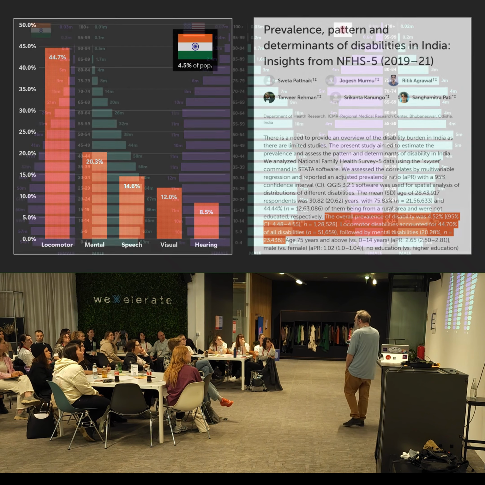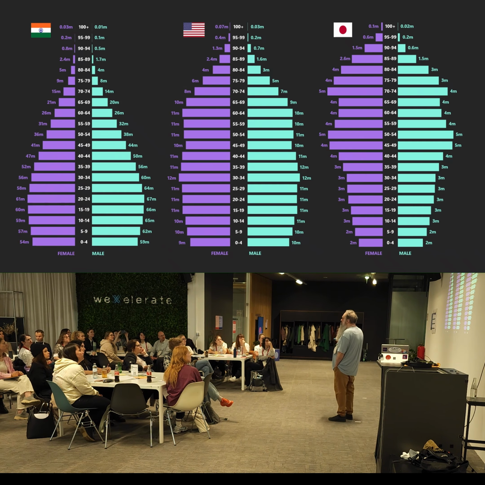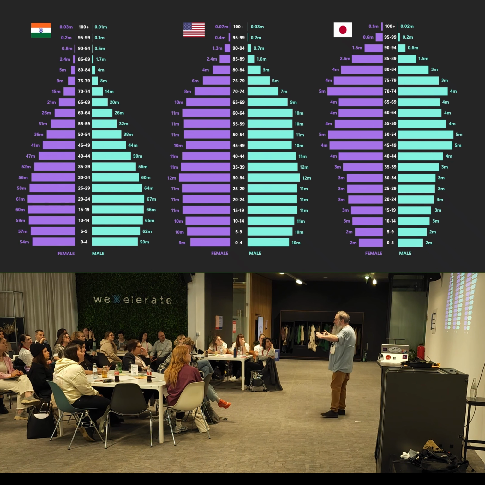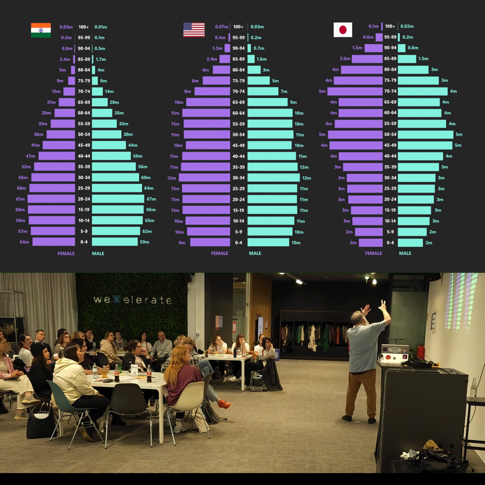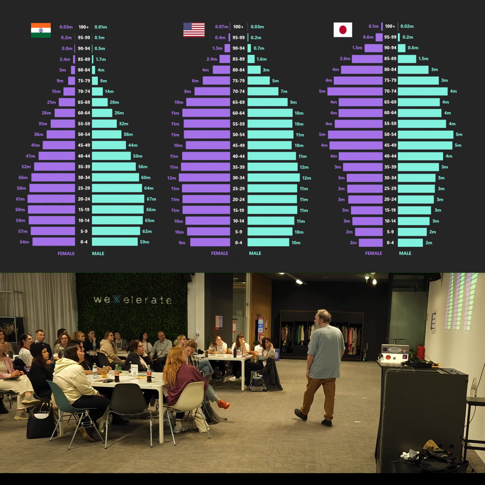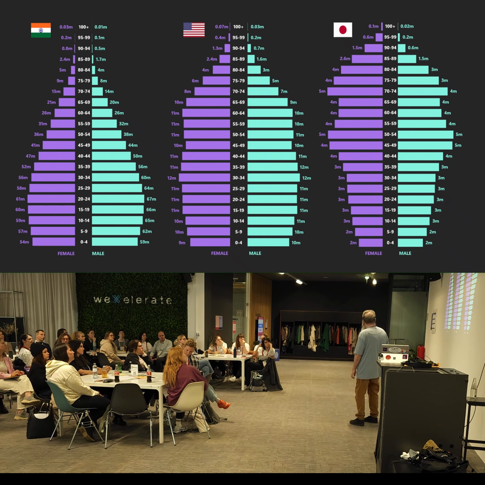But let's look at maybe some reasoning why India has lower disability numbers than other countries. These are population pyramids for India, US, and Japan, right? India has a regular population pyramid. It looks as it should, right? The US is a bit more of a column, and Japan starts to get a little bit lopsided, right? They have a very aging population. So it's always interesting to think about the connection between age and disability.